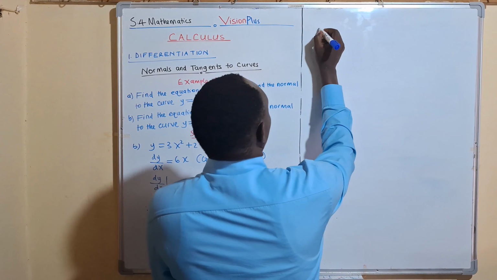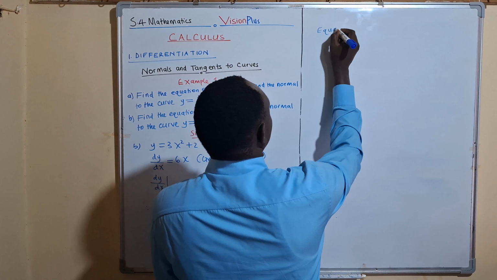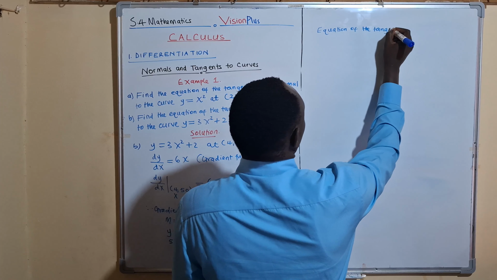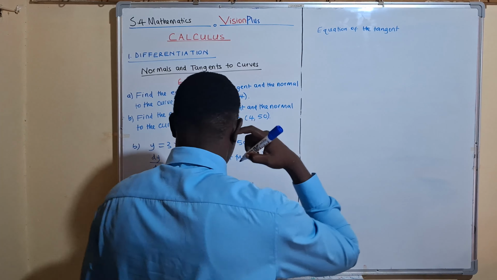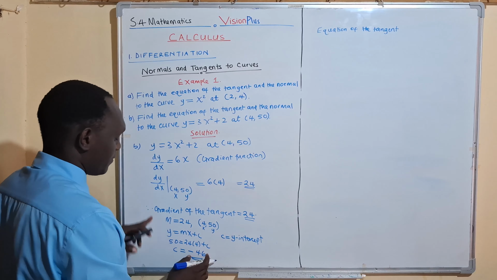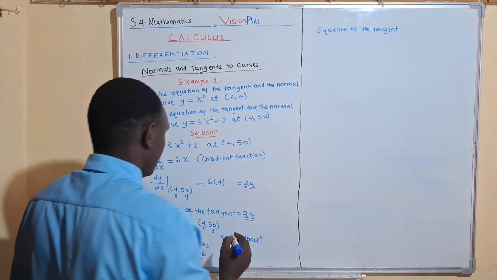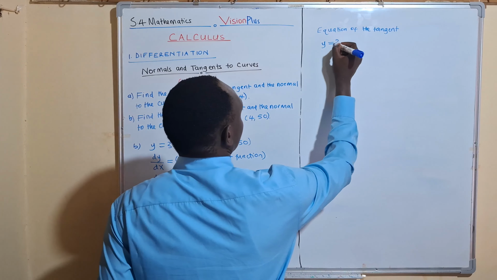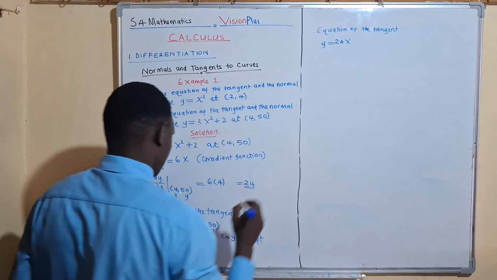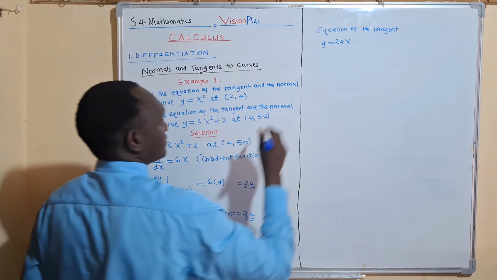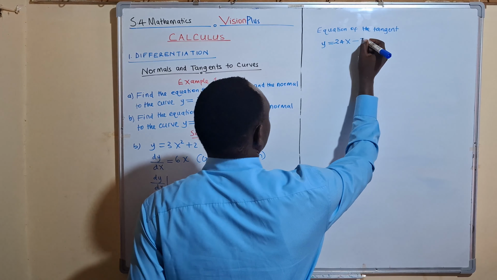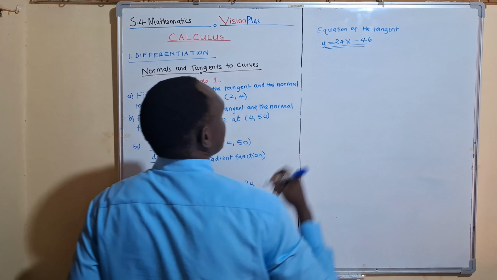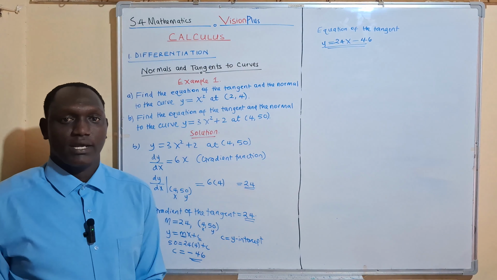Therefore, the equation of the tangent becomes, we now substitute only for m and for c. That means we shall have y equals, what is m? m is 24, x plus c, but c is negative. So simply minus 46. And therefore, this is the equation of the tangent that we are looking for: y equals 24x minus 46.